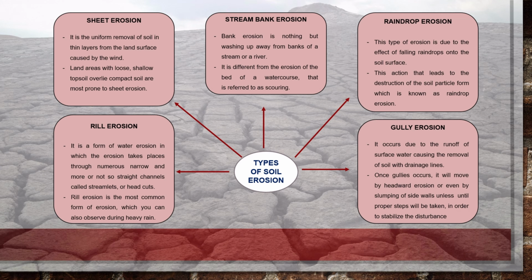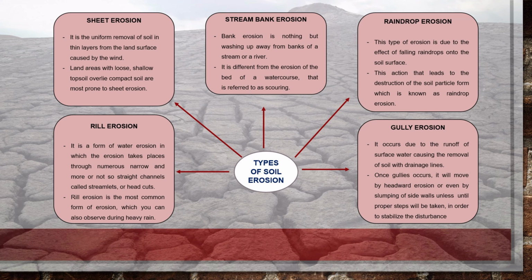The second type of soil erosion is sheet erosion. It is the uniform removal of soil in thin layers from the land surface caused by wind. Land areas with loose, shallow topsoil overlying compact soil are most prone to sheet erosion. The third type of soil erosion is stream bank erosion. Stream bank erosion is nothing but the washing away of the banks of a stream or a river. It is different from the erosion of the bed of a watercourse, which is referred to as scouring.